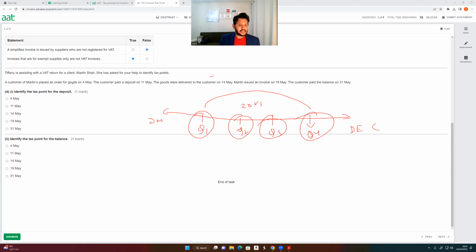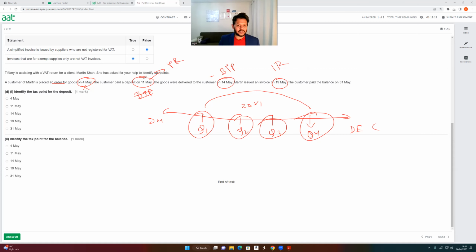So the customer of Martin placed an order on 4th of May. Remember that order date, ignore. Don't have to worry about that. The customer paid a deposit on 11th of May. That's the first one. The deposit is a payment received, not a basic tax point. The goods were delivered on 14th of May. That's the basic tax point. And the invoice was issued on 19th of May. So invoice raised. Between these 3, we have to look at which one is the earliest.